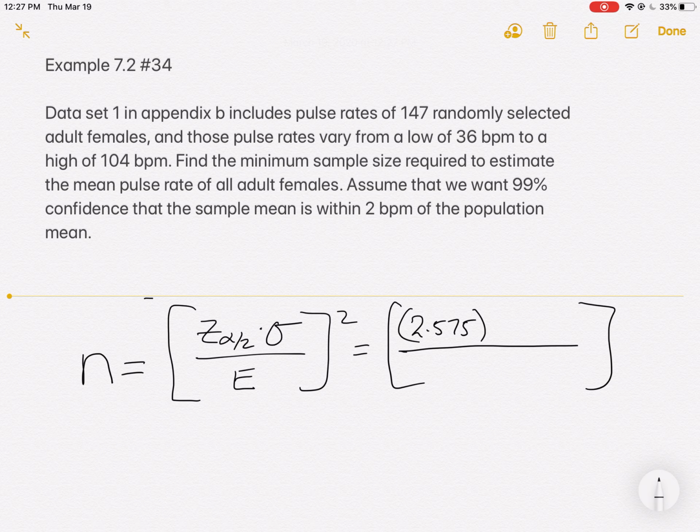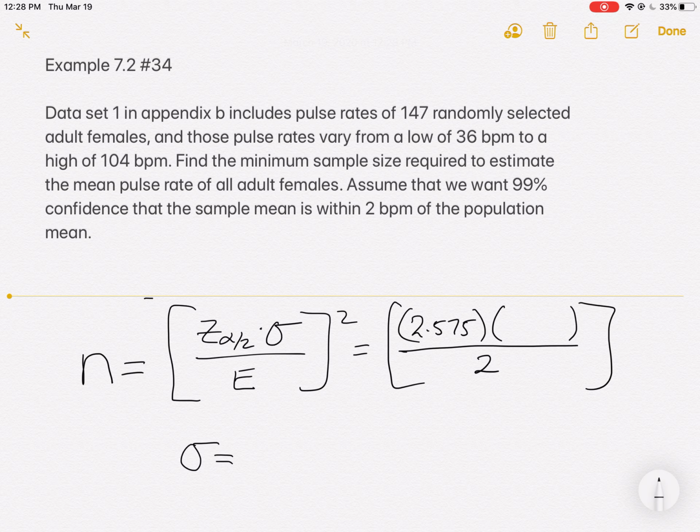On the bottom is the error, and they tell us that we want to be within 2 beats per minute. So they're allowing a 2 beat per minute margin of error. So 2 just goes down there. So the only thing left for us to find is this sigma area. Well, we know how to get sigma, if we're not given it directly, and as we read through that problem, they never ever mention a standard deviation.